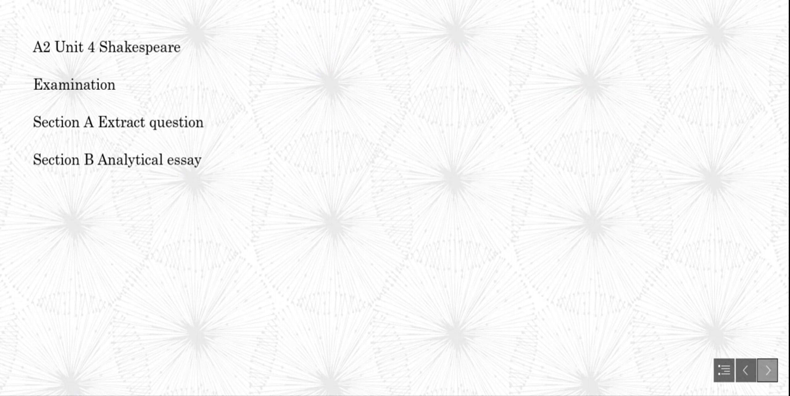The Shakespeare paper is Unit 4. We usually do either The Tempest or Hamlet, and we have Section A as an extract question, and then Section B is an analytical essay, which focuses quite a lot on presenting an argument and context. So it's an interesting paper.